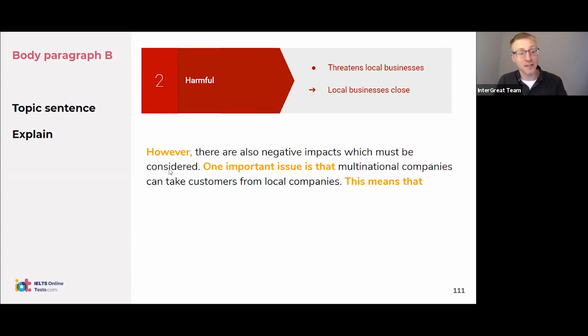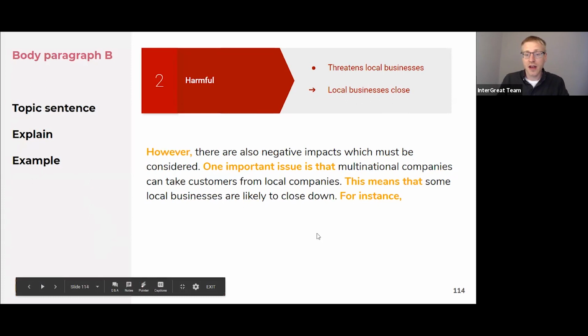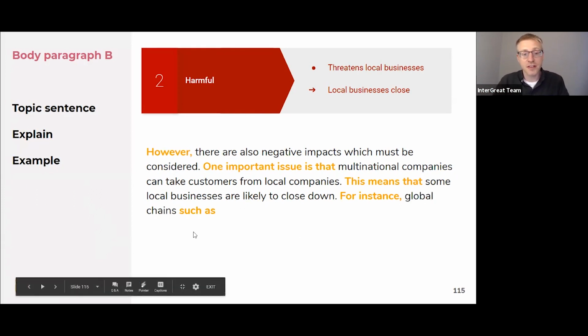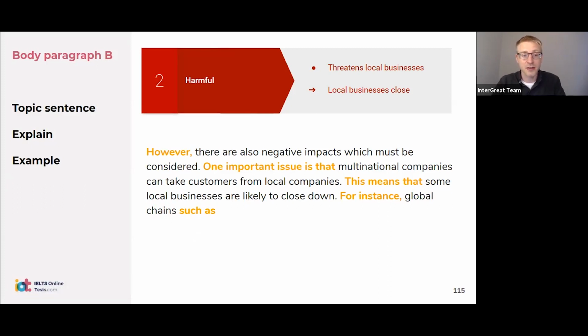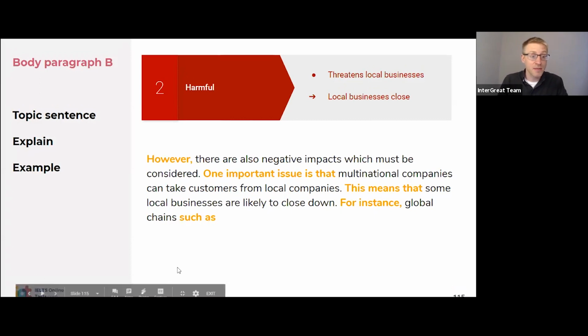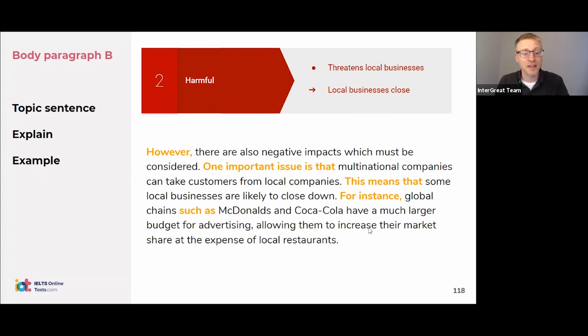In spite of the positive effects, there are also negative effects. That would be fine. This means that some local businesses are likely to close down, okay? Explaining the main point. We can then give an example of this. And here I've used for instance, instead of saying for example. Global chains such as, what are some multinational companies you can think of? For example, we have Apple, yep, IBM, very good, Target and Amazon. Here I've gone for food: KFC, very good, McDonald's and Coca-Cola have a much larger budget for advertising, okay? Allowing them to increase their market share at the expense of local restaurants.